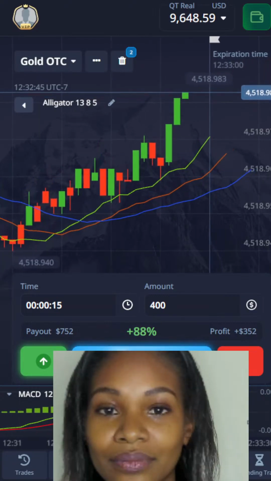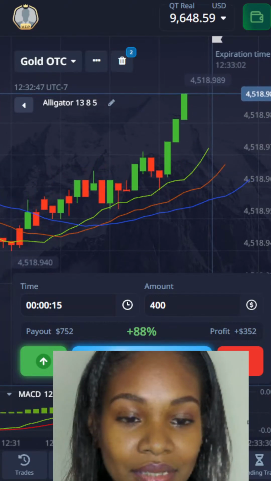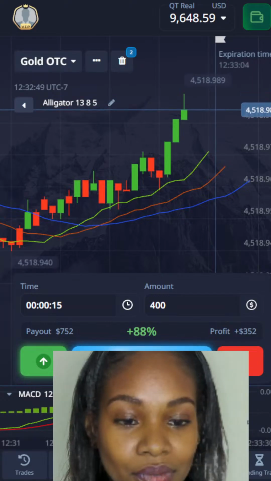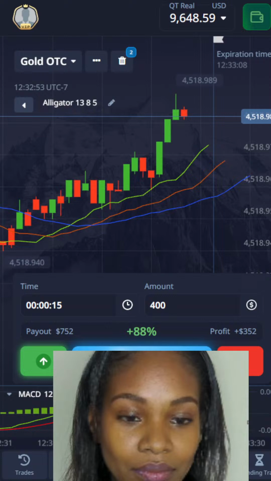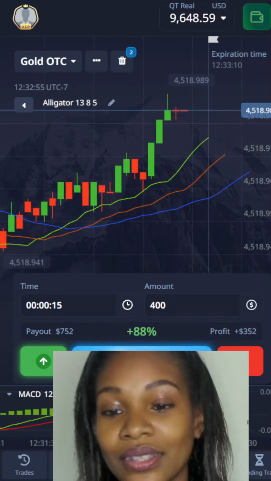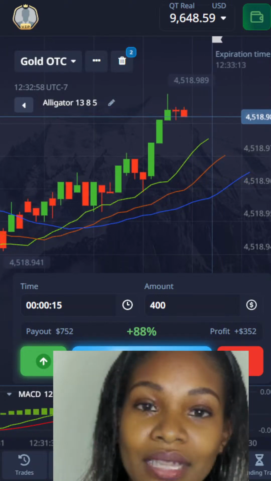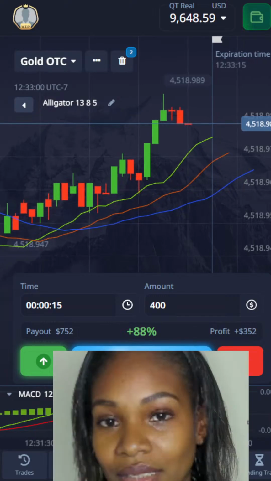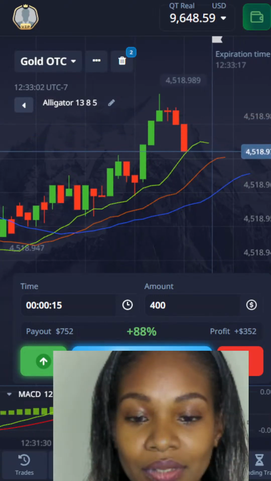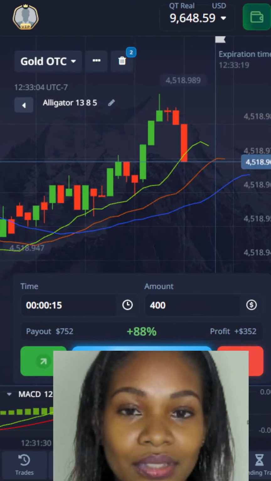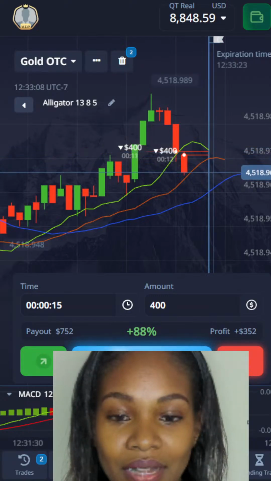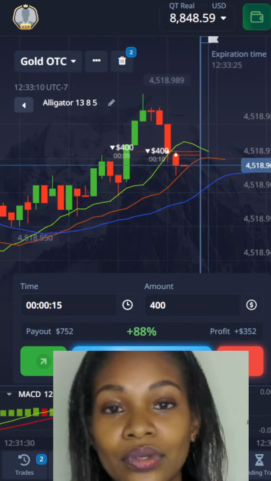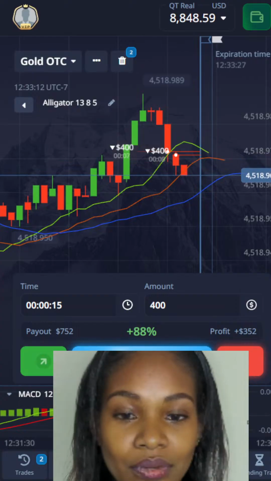The first is the market direction. You have to know what direction the market is moving in. Are we in an uptrend? Are we in a downtrend? Are we in consolidation? You have to identify that. And when you know that, we come to the market structure.